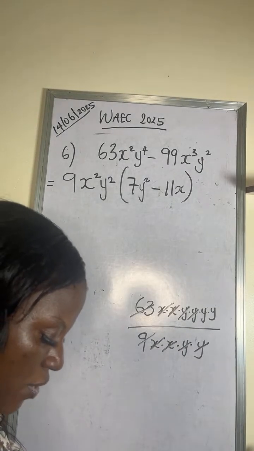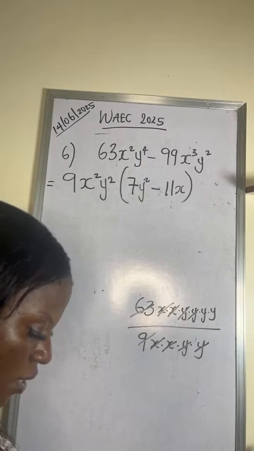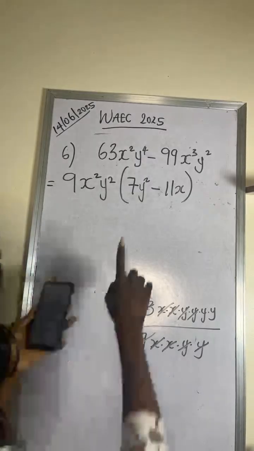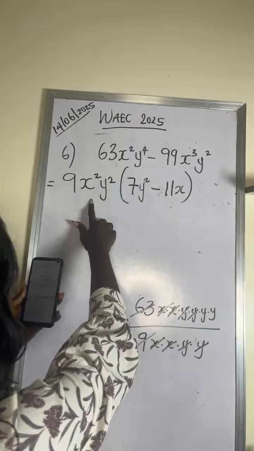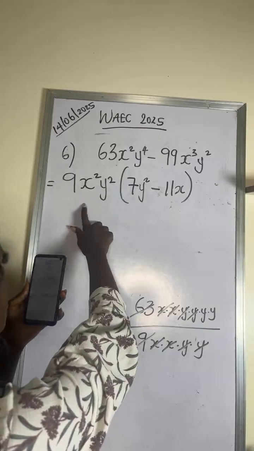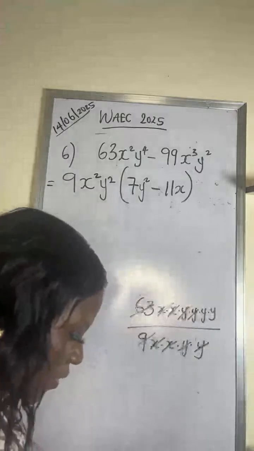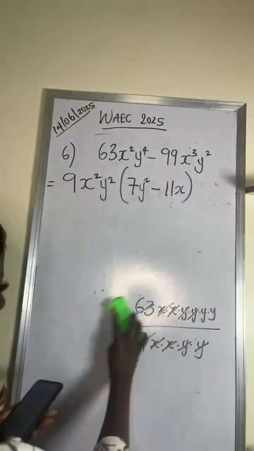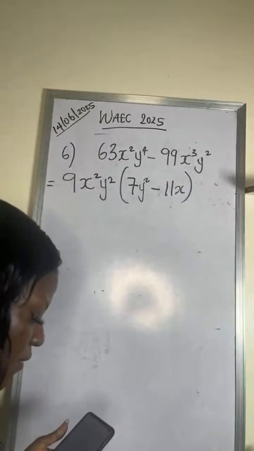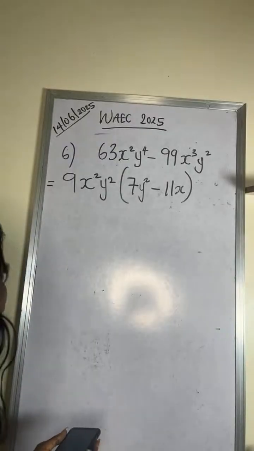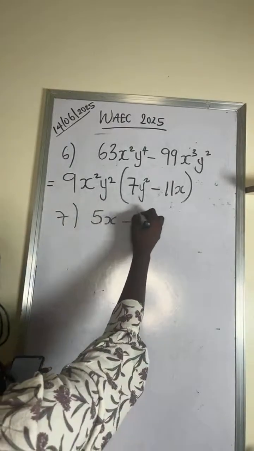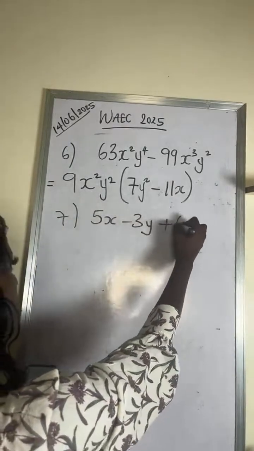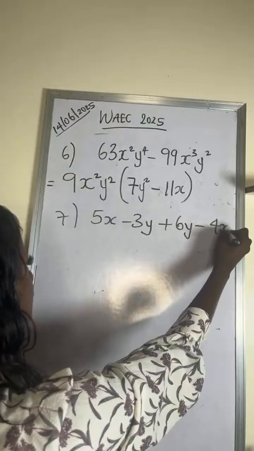So let's look for another question. Let's see, is that option here? So we have, I think option D. For people who have this past question of the option D, so let's do number 7. It's still simplification. So we're asked to simplify 5x minus 3y plus 6y minus 4x.